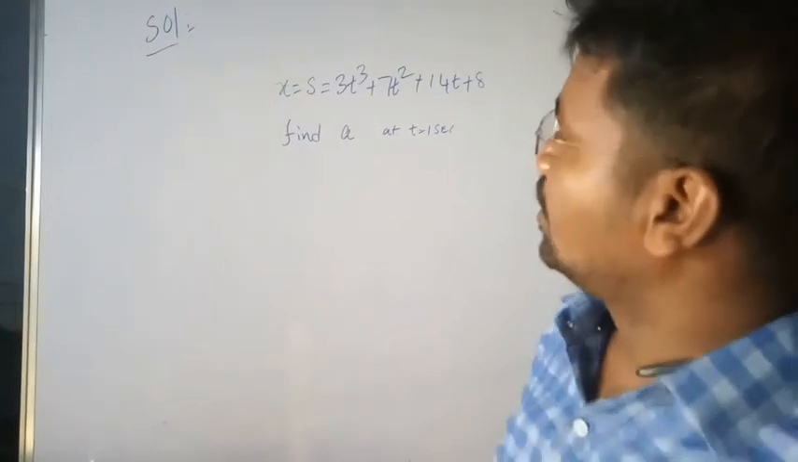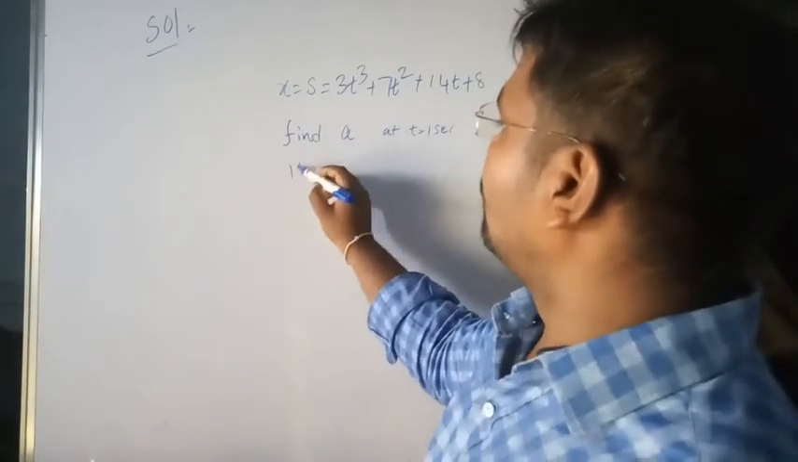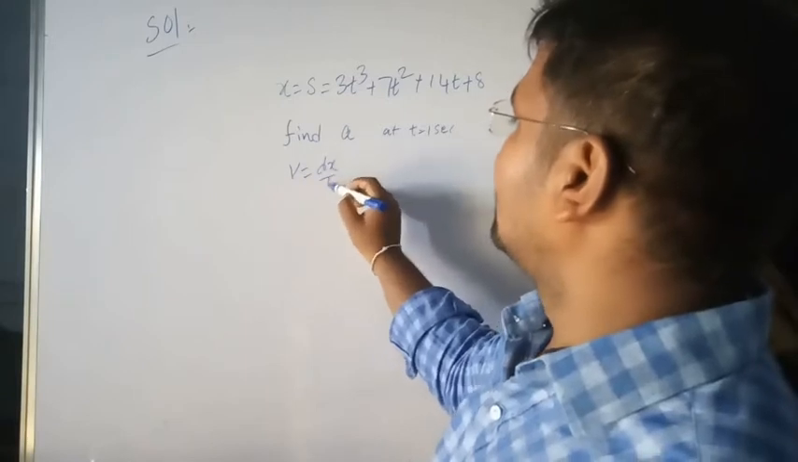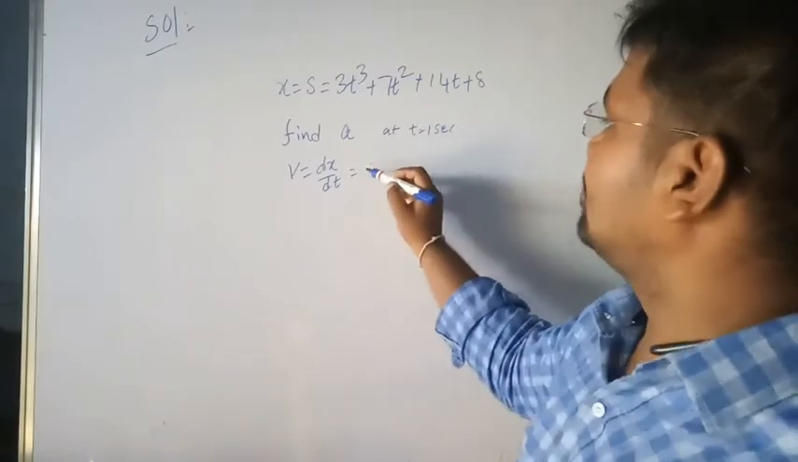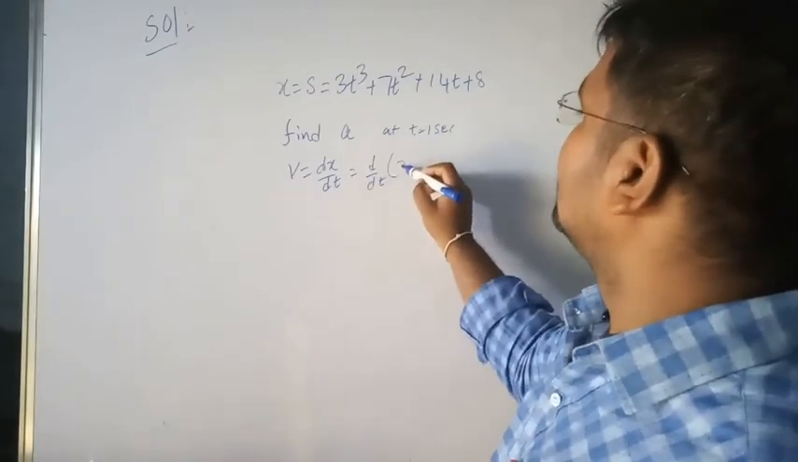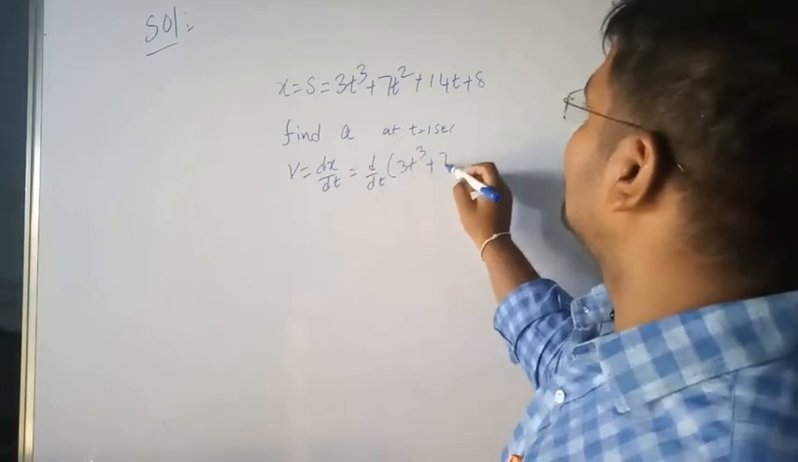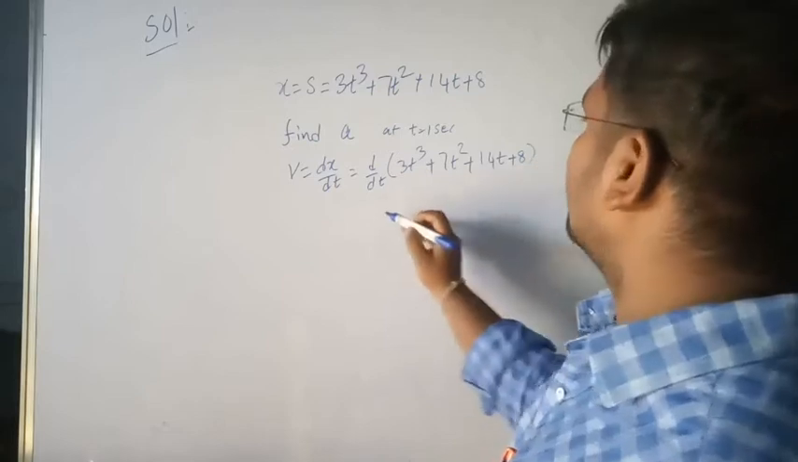Understand? Before that, we have to find velocity and then acceleration. Velocity is equal to dx by dt. So d by dt of x, that is 3t cubed plus 7t square plus 14t plus 8. Understand?